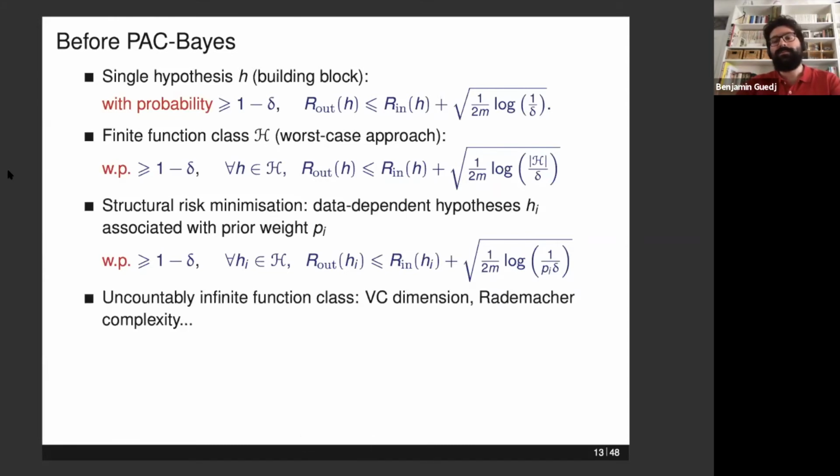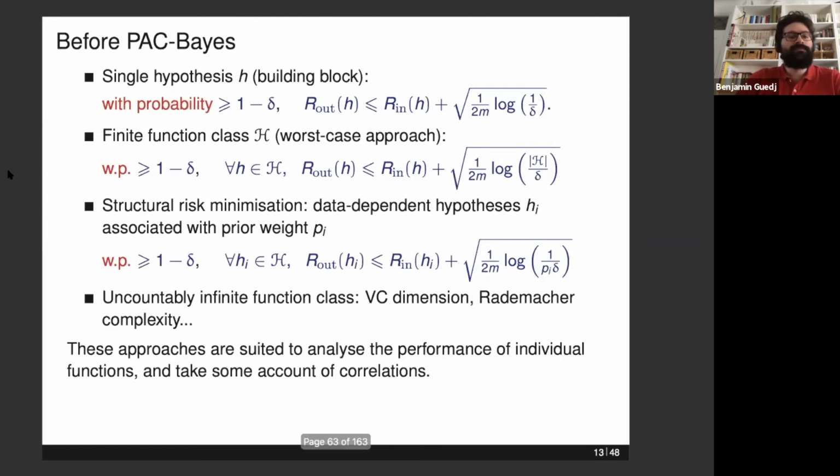And then if you extend this, because obviously we want to have the most general results in that respect, to uncountably infinite function classes, then you resort to complexity measures such as the VC dimension or the Rademacher complexity terms. I'm not going to give examples of those bounds, but you can find some in our ICML tutorial. Those approaches are really suited when you want to analyze particular predictors. As those bounds hold regardless of the predictor you pick in H, you can just pick your favorite one, and then you have a generalization bound which helps you understand the performance of that particular algorithm.